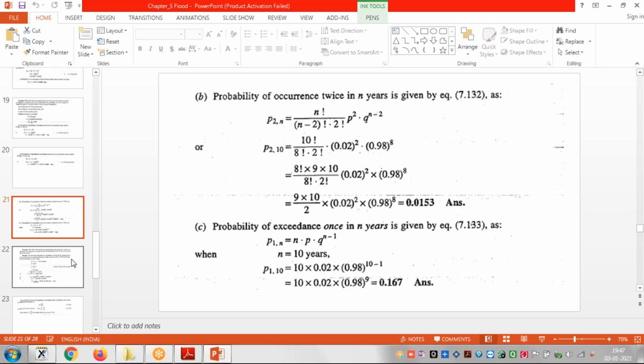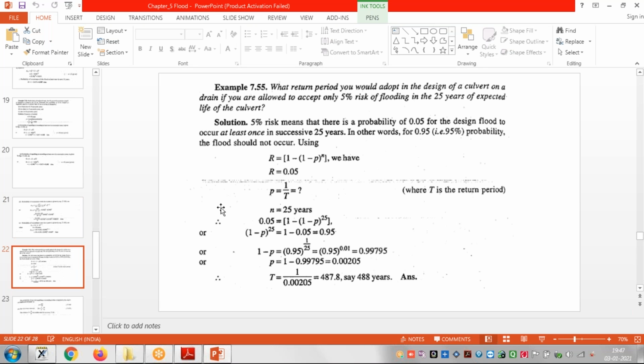So we got this. Now, next problem is that what return period you would adopt in the design of a culvert on a drain if you are allowed to accept only 5% risk of floodings.